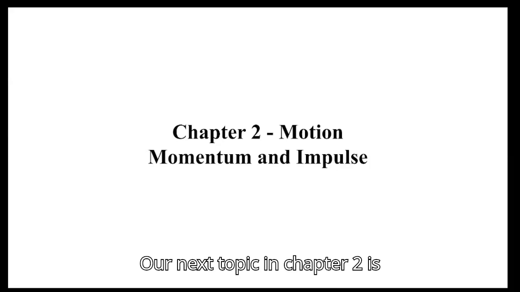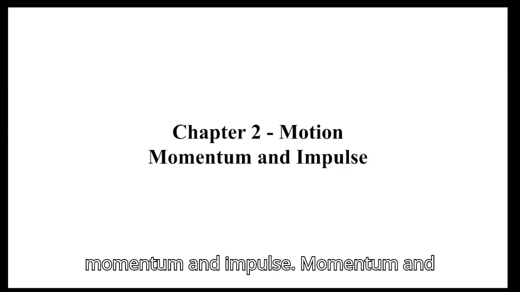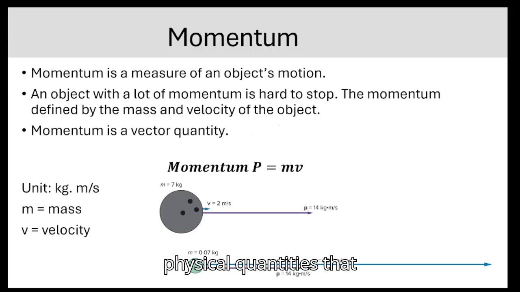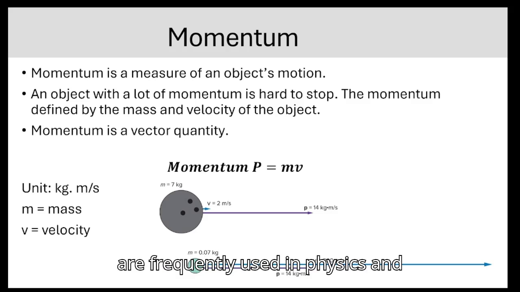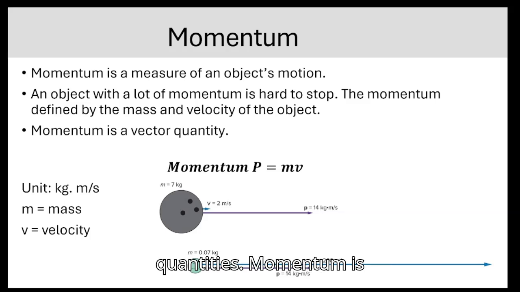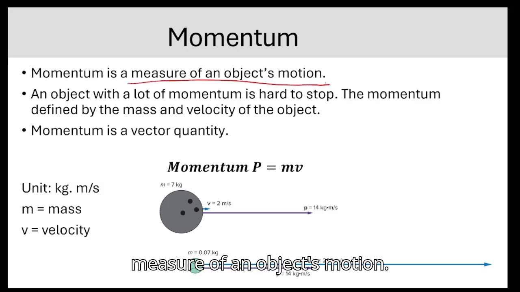Our next topic in chapter 2 is momentum and impulse. Momentum and impulse are also physical quantities that are frequently used in physics, and they are among the fundamental physical quantities. Momentum is defined as a measure of an object's motion.